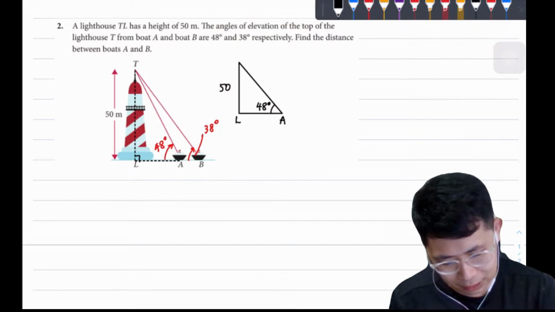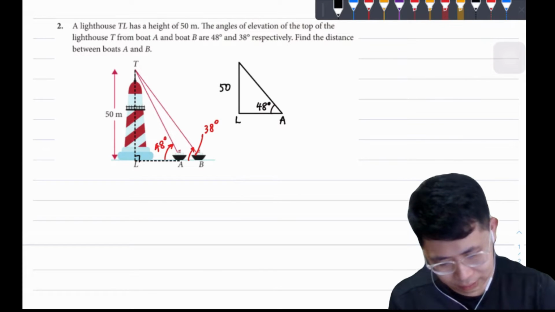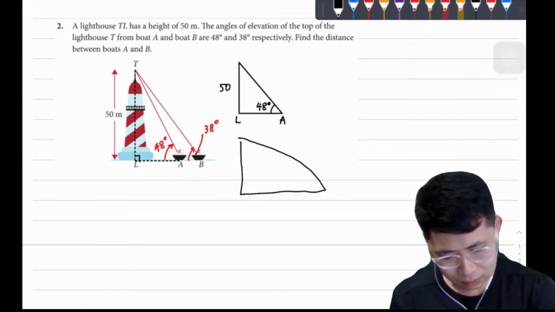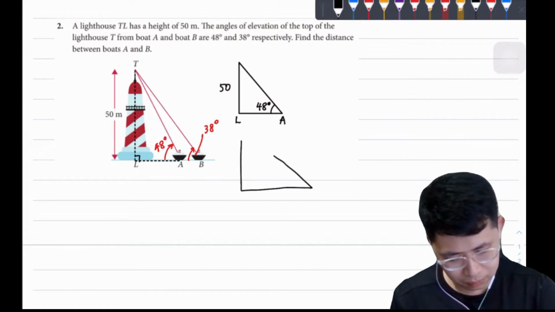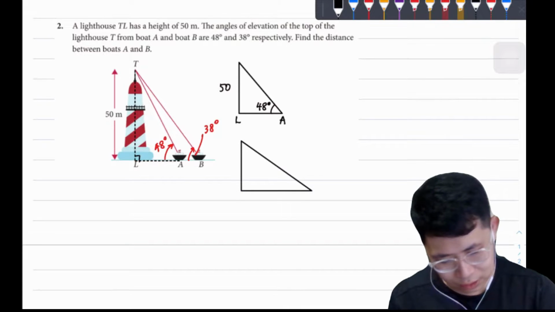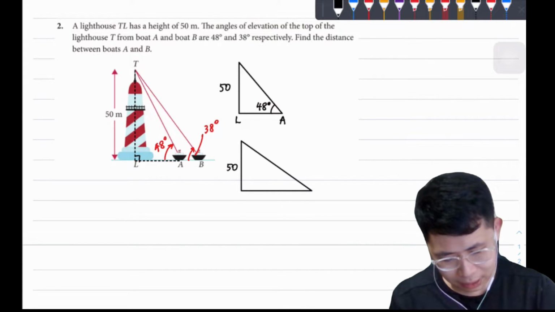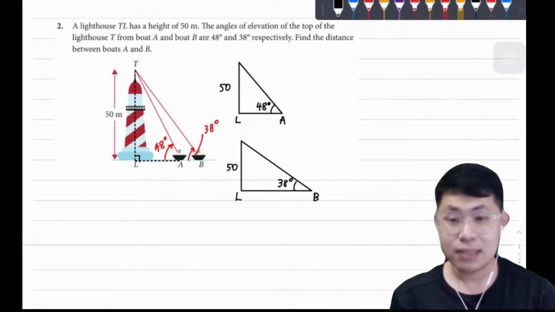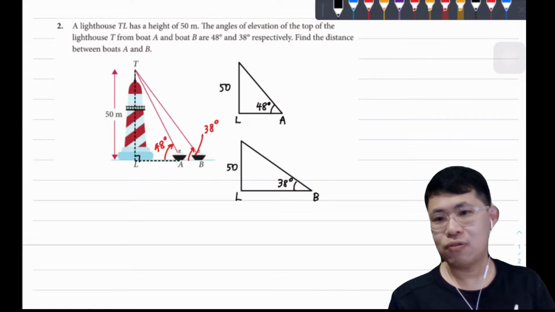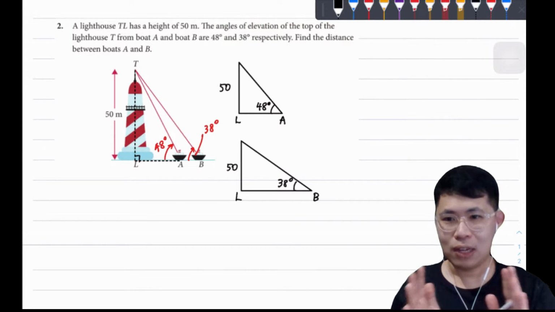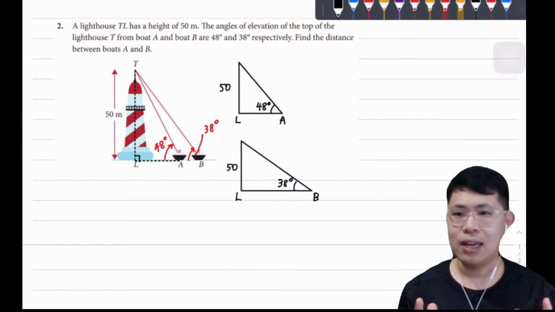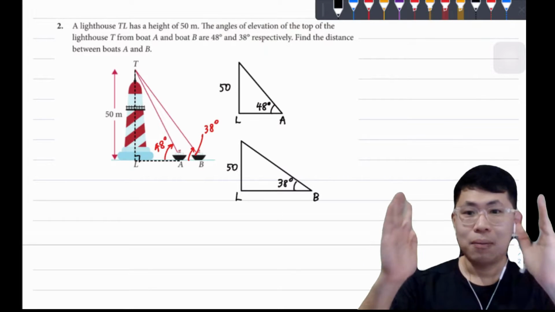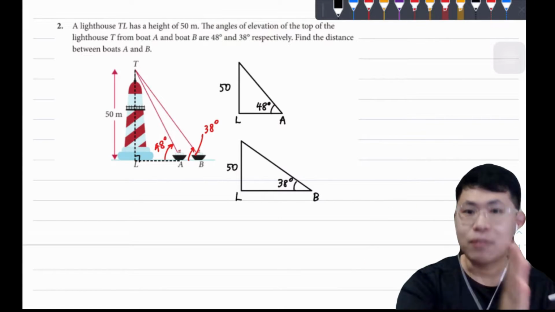Then I have a second right angled triangle that I can pull out, which is this one over here. Same thing, this is going to be 50, this is going to be LB, and this is going to be 38 degrees. So I'm going to look for LA and LB. That's my procedure. AB would be LB, the longer one, minus LA, the shorter one, and that will give me AB.